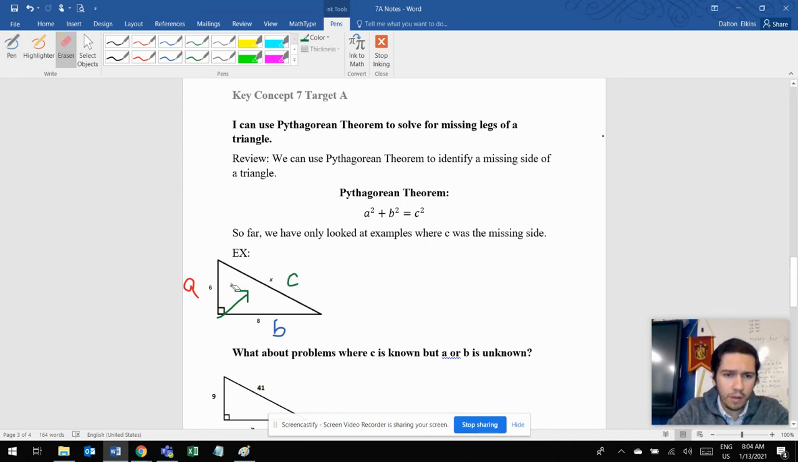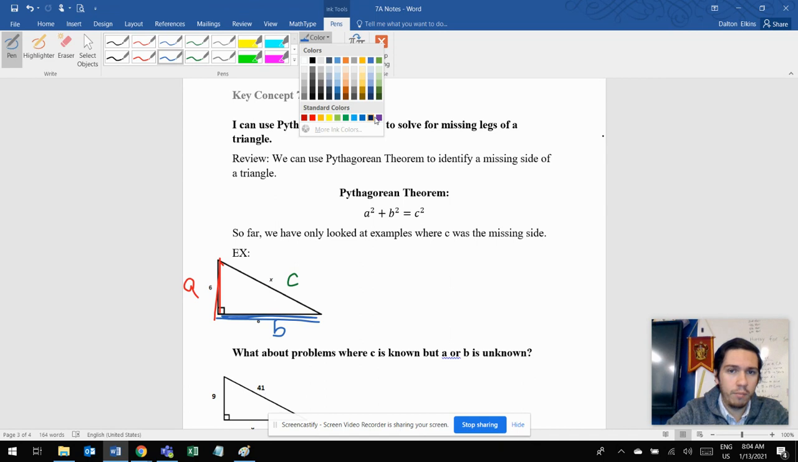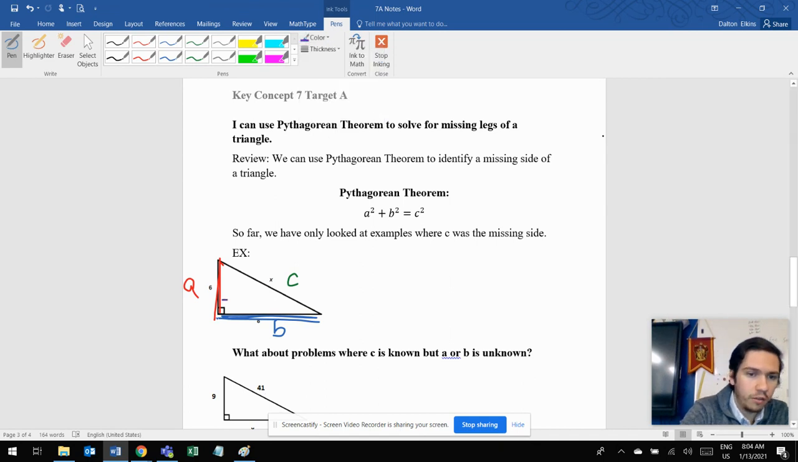Now, A and B are called legs. And they're called legs because they are the pieces that form the right angle. So here's A, here's B. Notice that where they meet, they kind of make this L that has this right angle. So let's go ahead and use red and blue, a good color addition here. Those make purple.